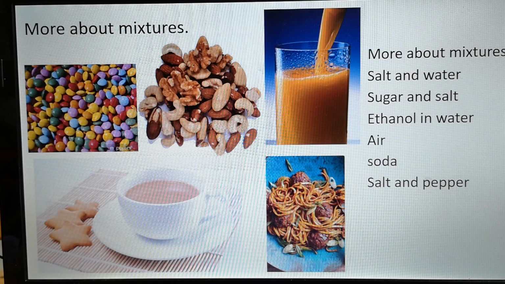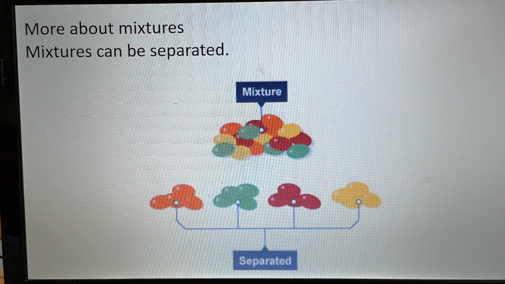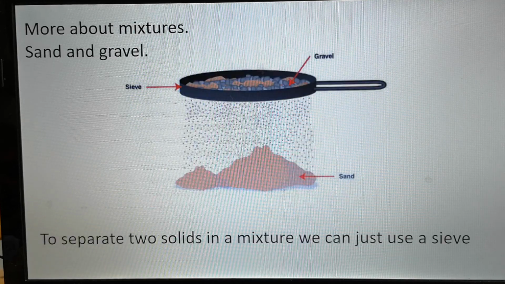When we're talking about mixtures, we can be talking about things that you find in the kitchen, but also things that you find in the chemistry lab or all around us. And the most important thing about mixtures is, like the lady in the video showed you, you can separate a mixture, and you can separate it quite easily. So let's have a look at some different mixtures and how we might separate them.